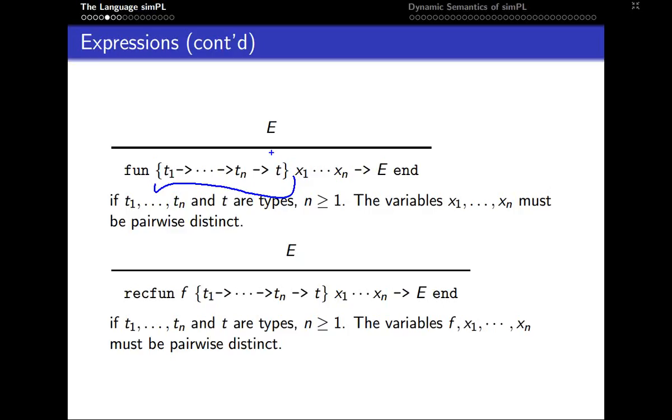And then everything looks pretty much like a lambda. I have a list of variables, right? Arrow, and an expression that contains those variables. Okay? So we're going to see examples very soon.